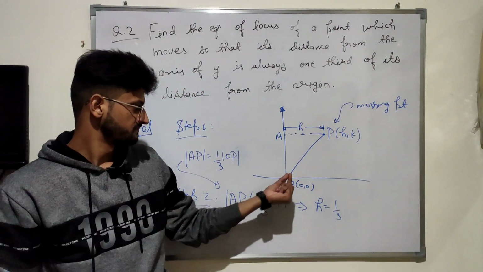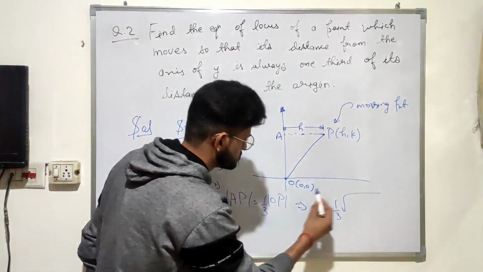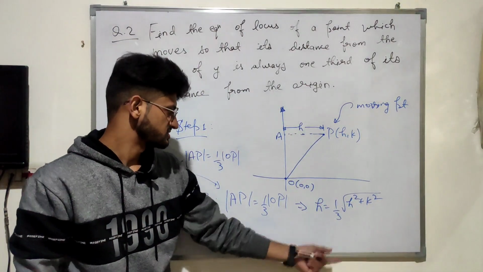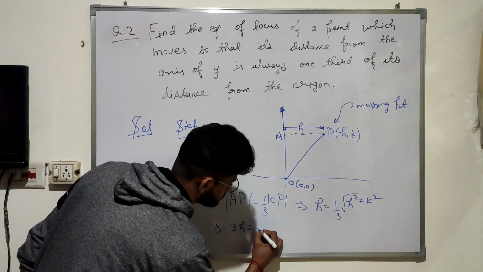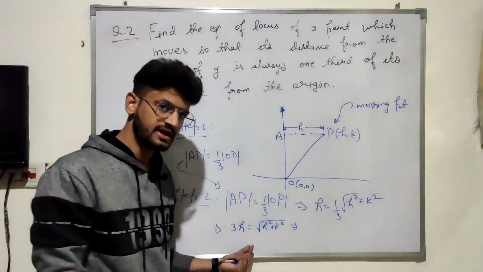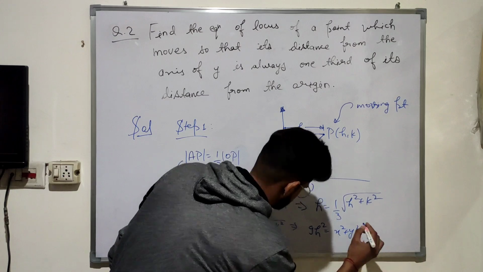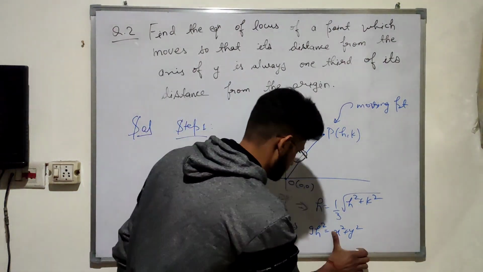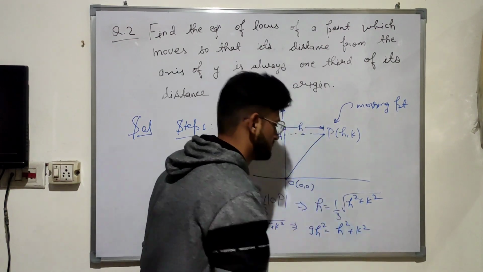To find the distance OP, we have two points, so we apply the distance formula: root over (h minus 0) whole square, that is h square, plus (k minus 0) whole square, that is k square. Now we need to solve this equation. We can write it as 3h equals root over h square plus k square. Squaring both sides, we get 9h square equals h square plus k square.